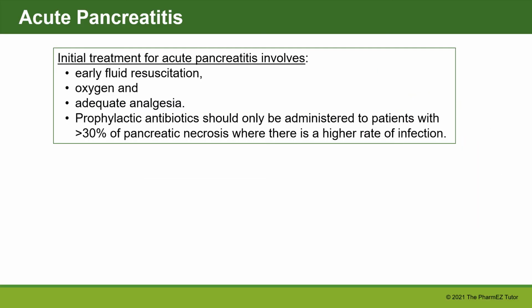Initial treatment for acute pancreatitis involves early fluid resuscitation, oxygen, and adequate analgesia. Prophylactic antibiotics should only be administered to patients with greater than 30% of pancreatic necrosis, where there is a higher rate of infection.